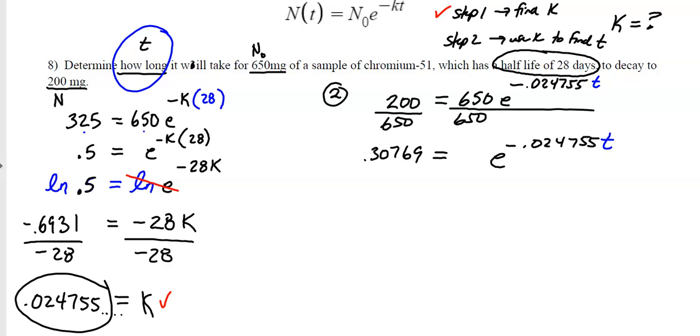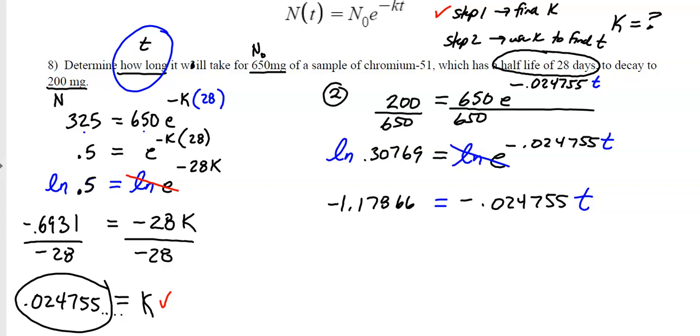All right, well, just like I did on the left-hand side, once I get it down to an exponential equation, I'm going to take the natural log of both sides because I want to get rid of that e. So I'm going to natural log this side, I'm going to natural log this side. Boom, you're gone. And now I get negative 0.024755 t. And on the other side, I have to use my calculator. I'm going to just hit the ln button, ln of 0.30769. Thank you, whoever programmed this calculator to do all this for me. And that works out to be negative 1.17866, and so on.